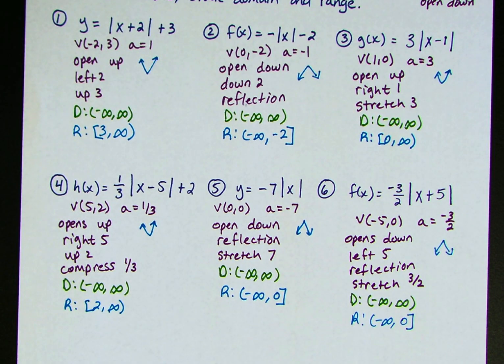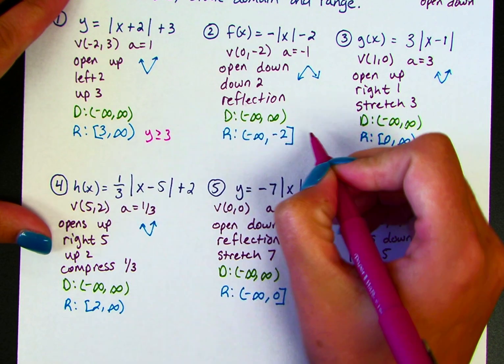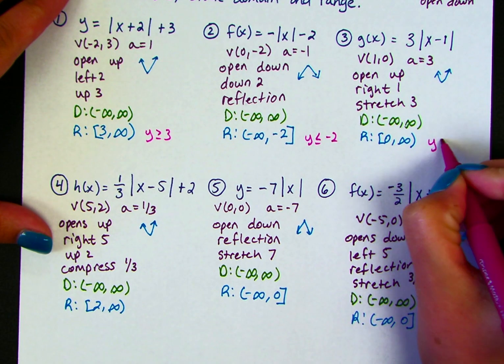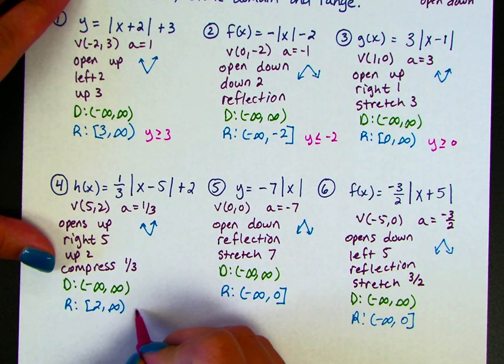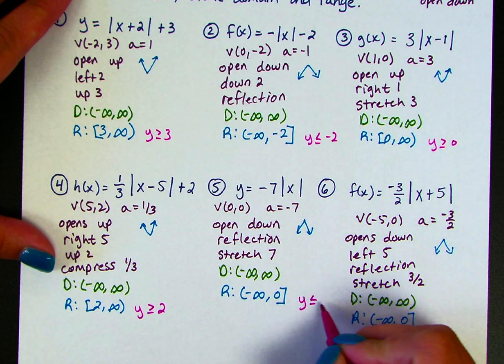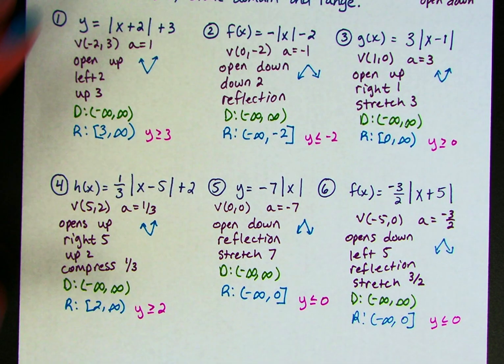Okay. Now again, if you would rather write it as an inequality, that would be acceptable too. So if it doesn't tell you how to write it, then you get to choose. So if we need it, this would be y greater than or equal to 3, y less than or equal to -2, y greater than or equal to 0, y is greater than or equal to 2, y is less than or equal to 0, and then y is less than or equal to 0.